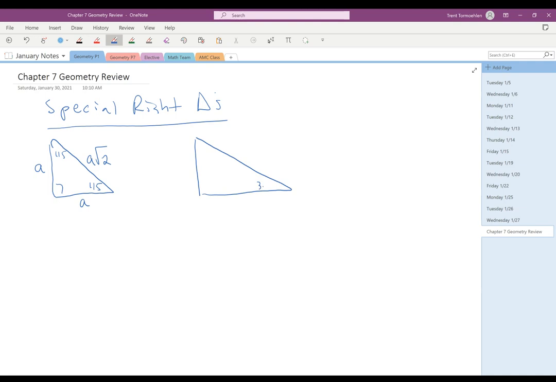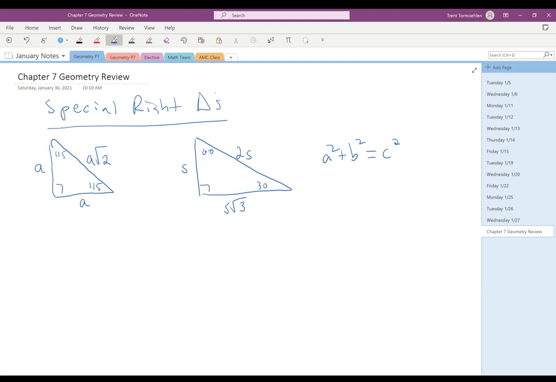The other is the 30, 60, 90 triangle. And on this one, we do it all based on the short leg. If we know the short leg, then we know the hypotenuse is 2 times the short leg, and we know the long leg is square root of 3 times the short leg. If we're given the hypotenuse, we divide by 2 to get the short leg, multiply by square root of 3 to get the long leg. And then, of course, we also never forget our old reliable Pythagorean theorem.